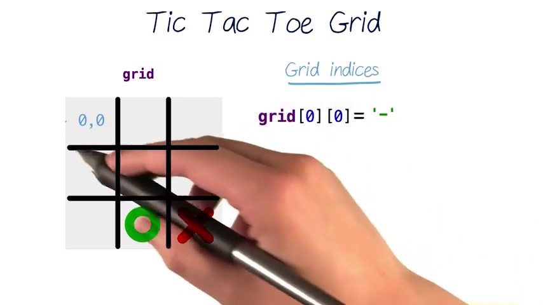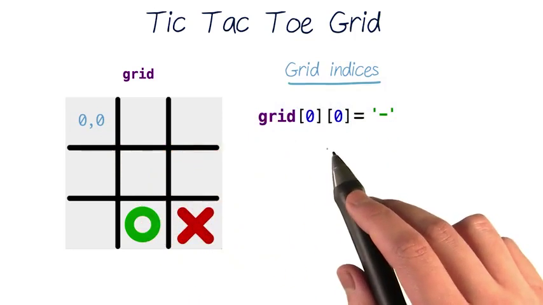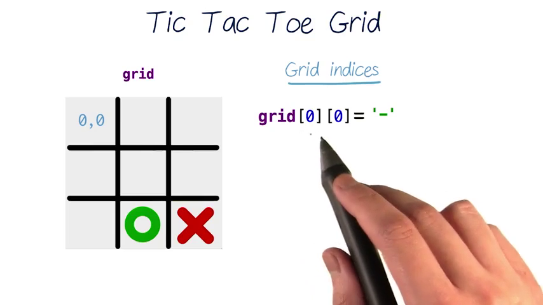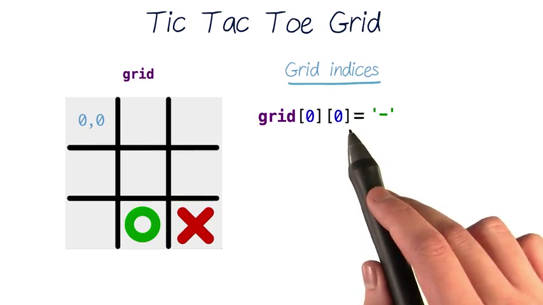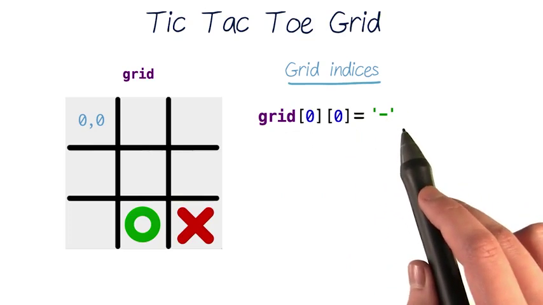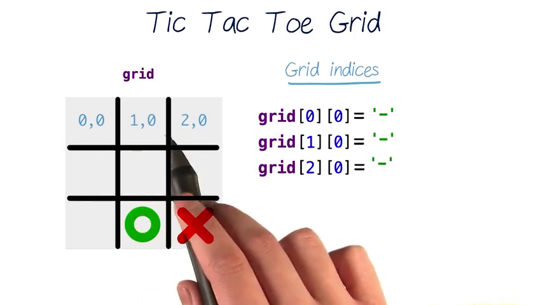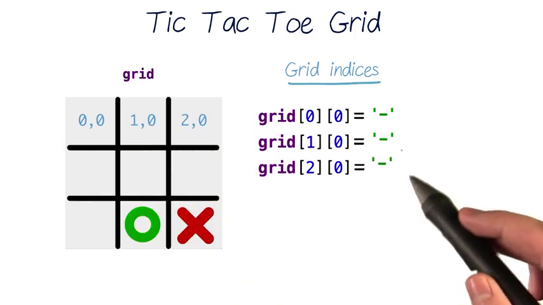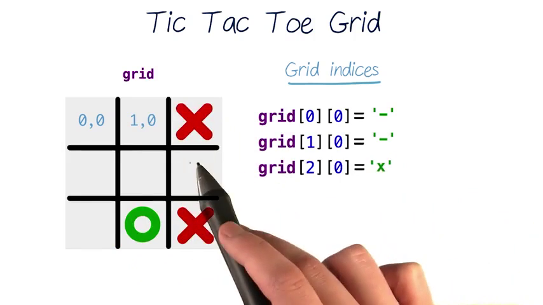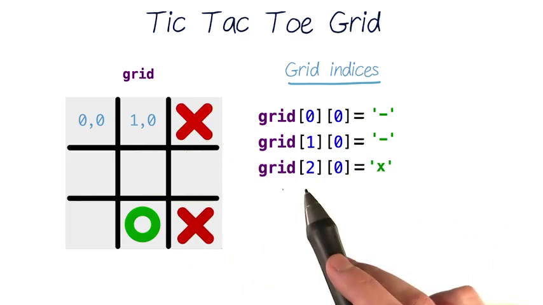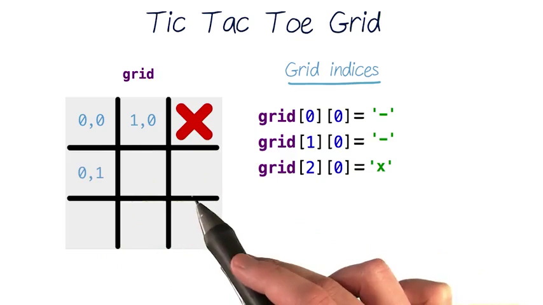This top left empty character is at the pair of indices 0, 0. And to access this character value in code, we write grid[0][0]. So right now, grid at the index 0, 0 is equal to a dash character because it's an empty spot. And right next to this spot is grid 1, 0 and grid 2, 0. And these are also dash characters because this whole row is empty. But if there was an X at the index 2, 0 instead, then grid 2, 0 would equal the X character.